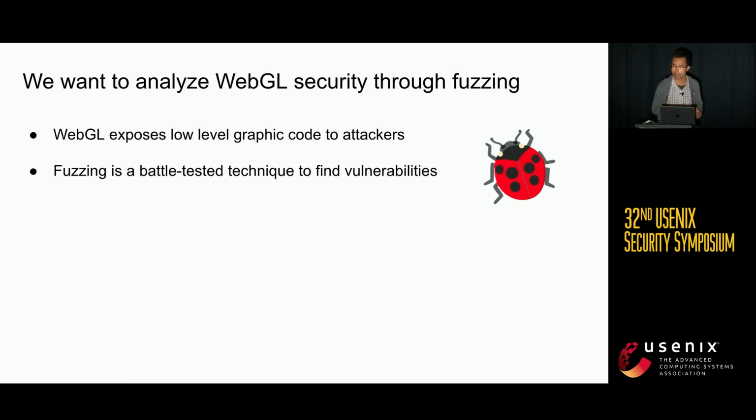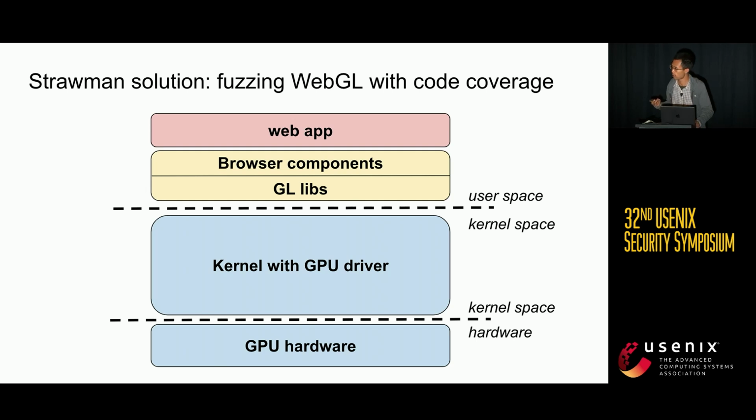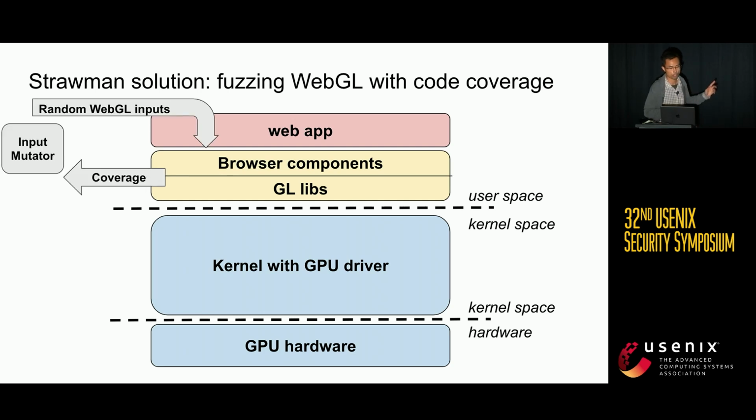To make it more secure, we want to study WebGL and use fuzzing to uncover vulnerabilities. Fuzzing is a battle-tested technology to find vulnerabilities, so we want to analyze WebGL security through fuzzing. State-of-the-art coverage-guided fuzzers use information about what part of the program was executed as a guide to mutation. Let's try to apply coverage-guided fuzzing on WebGL. In this strawman solution, ideally the fuzzer will issue random input to the web app, the web app executes and goes into the GPU process and GL libraries, and then we should be able to collect coverage from this browser.